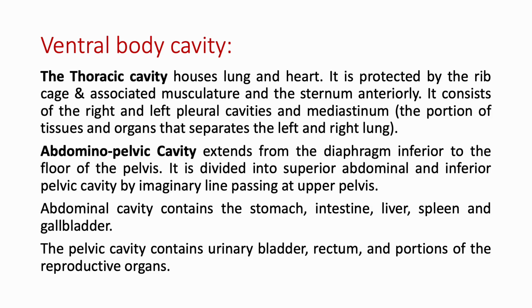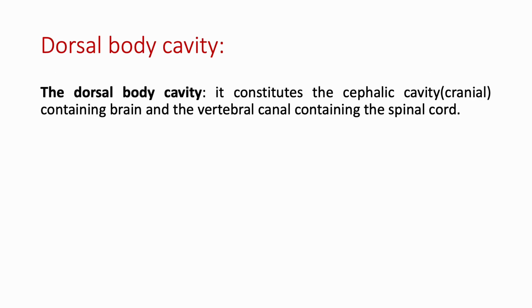The abdominopelvic cavity, we said, extends from the diaphragm inferiorly to the floor of the pelvis. It is divided into the superior abdominal and inferior pelvic cavity by an imaginary line passing at the upper pelvis. The abdominal cavity contains the stomach, intestines, liver, spleen, and gallbladder. The pelvic cavity contains the urinary bladder, rectum, and a portion of the reproductive organs.